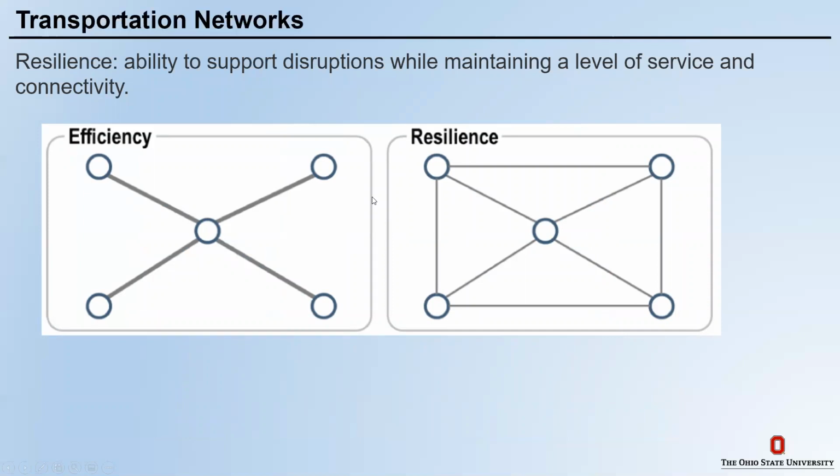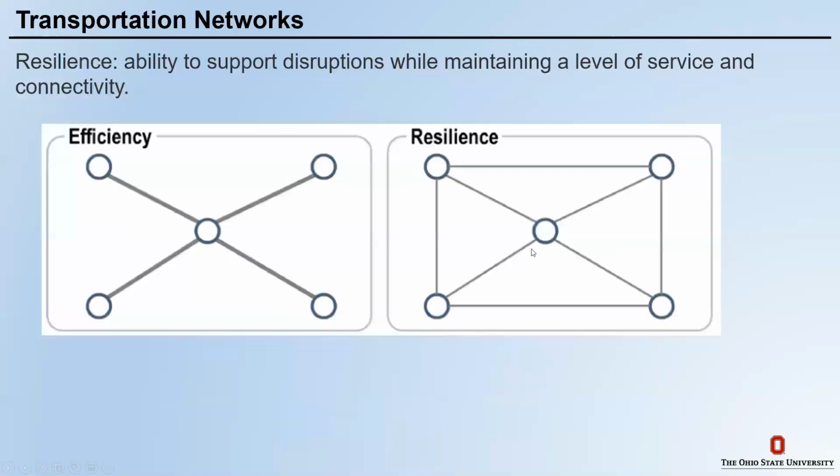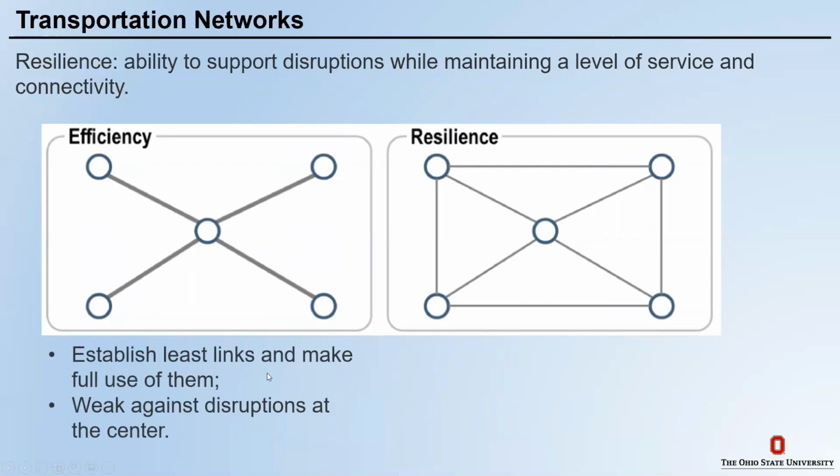We always have to consider if something goes wrong within the network. How to deal with that? What's the resilience of the system, of the network? Resilience is the ability to support disruptions while maintaining a level of service and connectivity. Talking about resilience, hub and spoke network is very weak. The efficiency, especially economic efficiency, is very high, but the resilience is very low. Establish the fewest links and make full use of them.